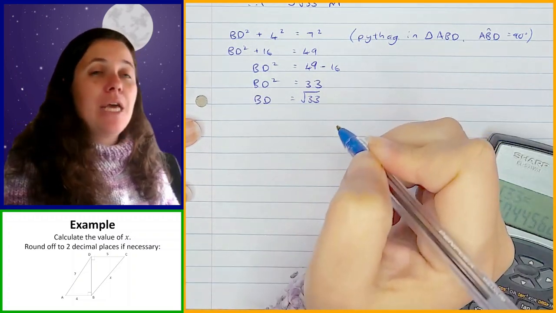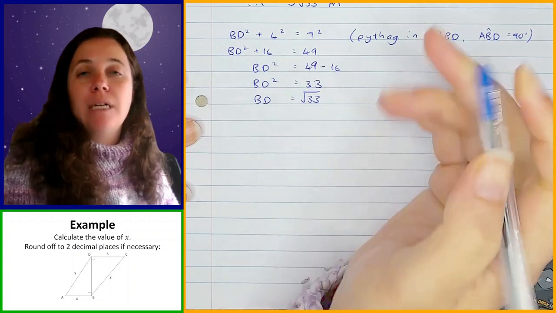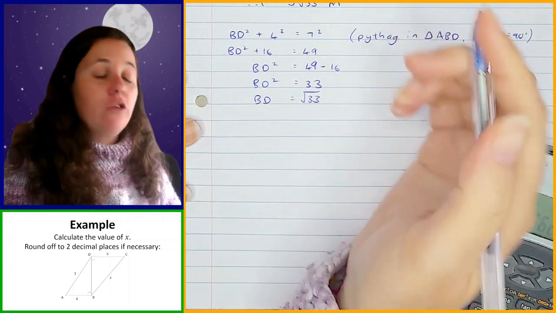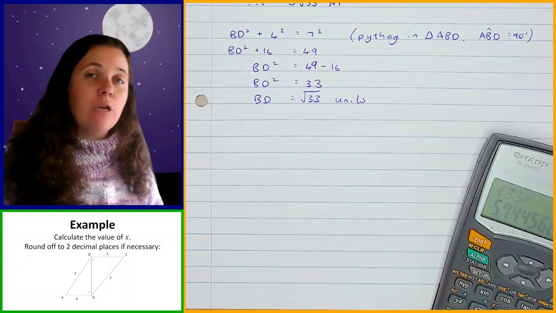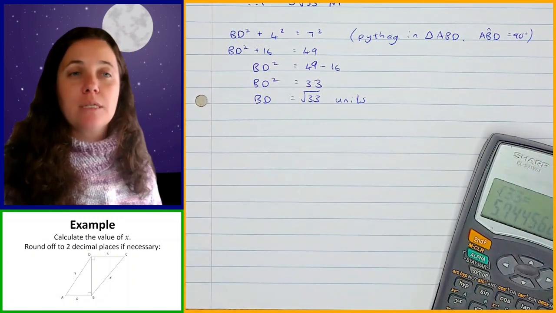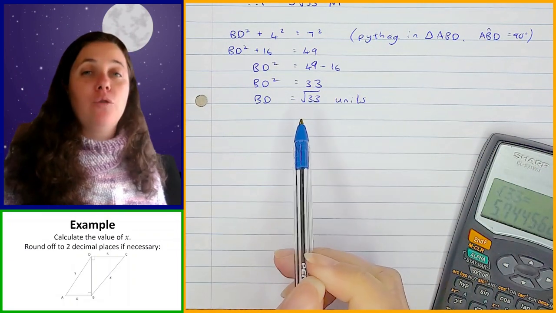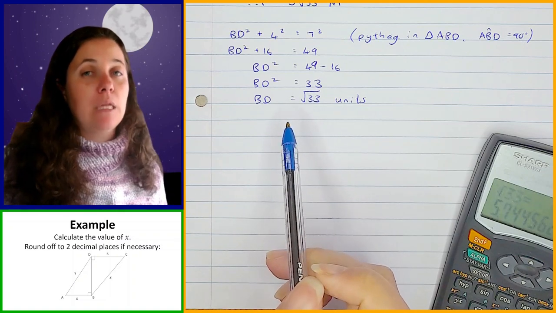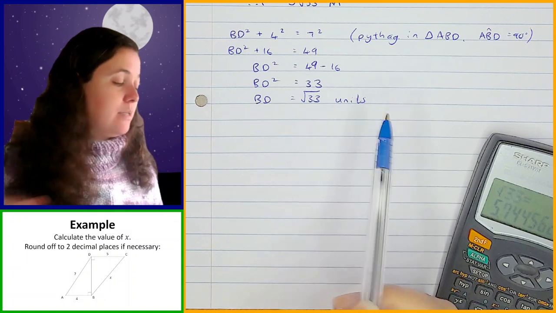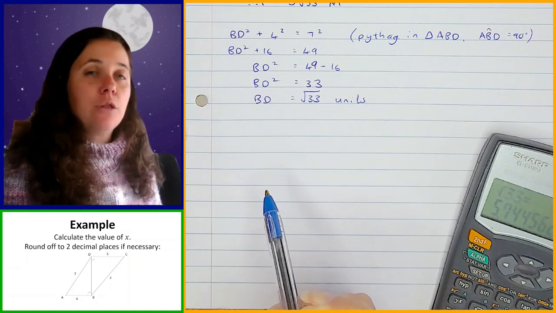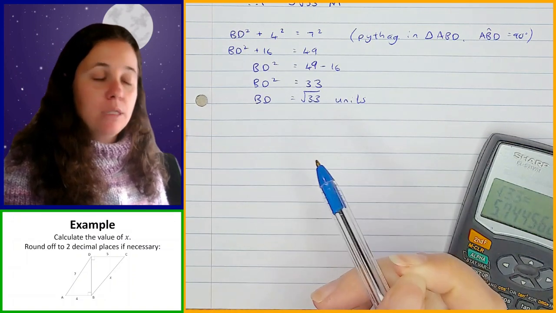Now, in this case, they didn't tell me centimeters or meters or anything. Because they didn't give a unit of measurement, I'm just going to say units. Whatever the unit of measurement is, that works. Okay, so if they tell you an actual unit of measurement, you use the unit of measurement they give you. But if they don't, you can just say units for the unit of measurement. Okay, so BD is the square root of 33 units.